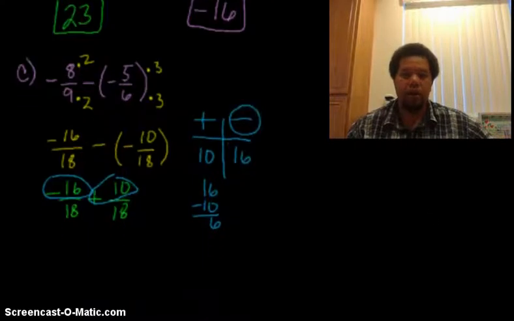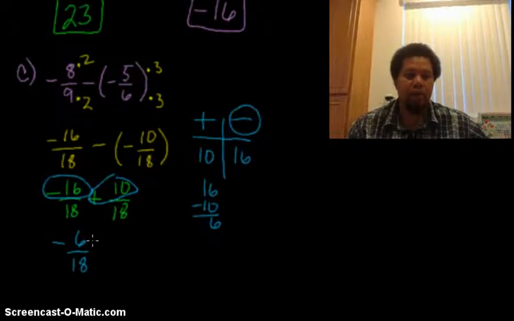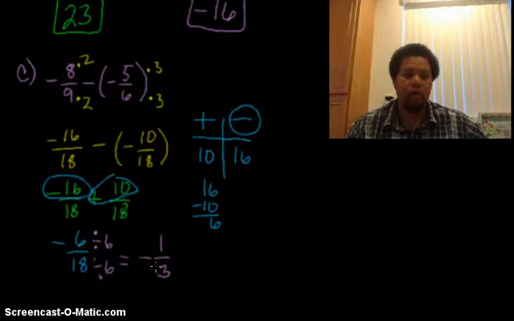So this is going to end up giving me a negative 6 over 18, which we can simplify by 6 on the top and the bottom, giving us a negative 1 over 3.